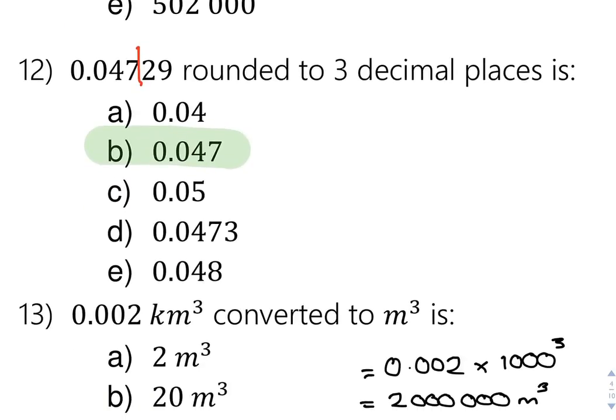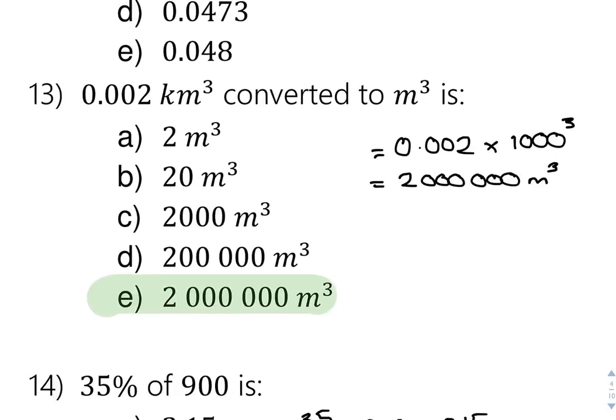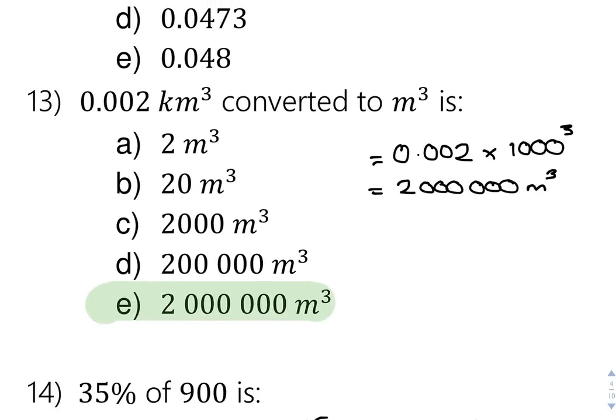Question 12. Round it to 3 decimal places, so that puts me between the 7 and the 2. The 2 is less than 5, so the 7 won't go up, so B. A conversion: 0.002 kilometres cubed, convert it to metres cubed. To go from kilometres cubed to metres cubed, you times by 1,000 cubed, which gives us a result of 2 million, which is E. You should have a conversion in your rules book.